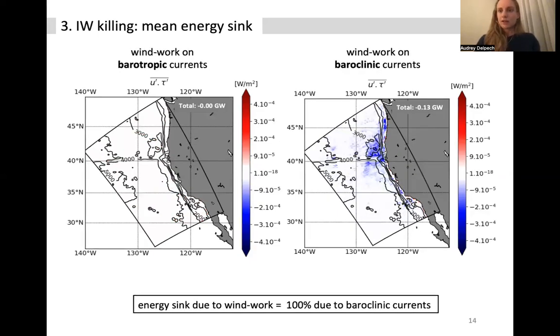Just to illustrate the fact that this energy loss is really an energy loss for the tidal internal waves and not the barotropic tides, I've done this computation by separating the barotropic currents and the baroclinic currents. And all of this 0.13 gigawatts is really coming from the baroclinic currents. So it's really the internal waves that lose this energy.